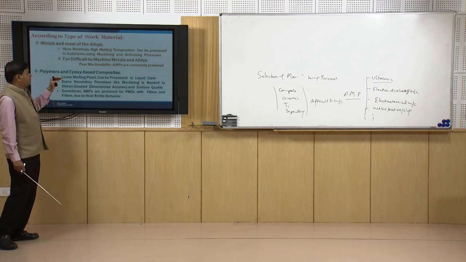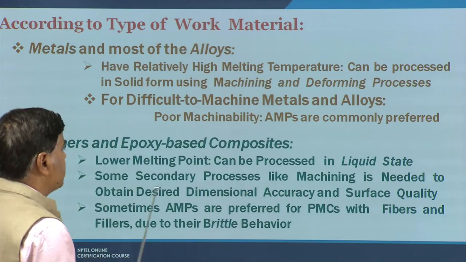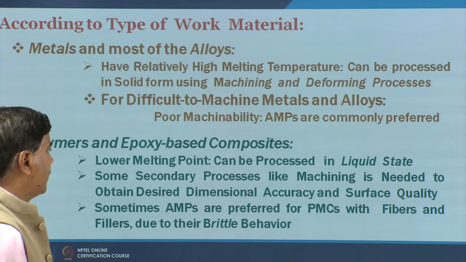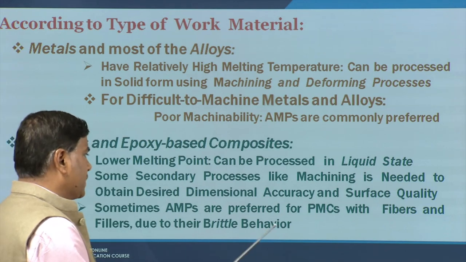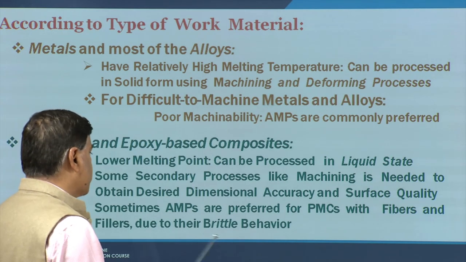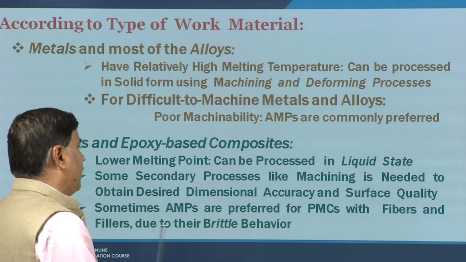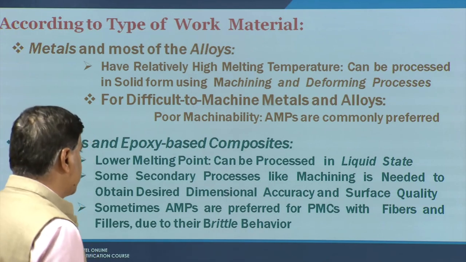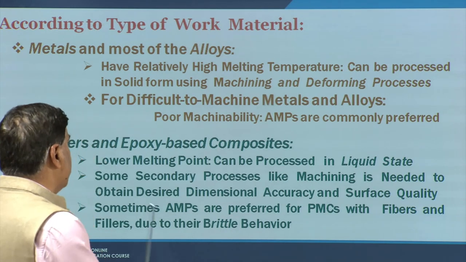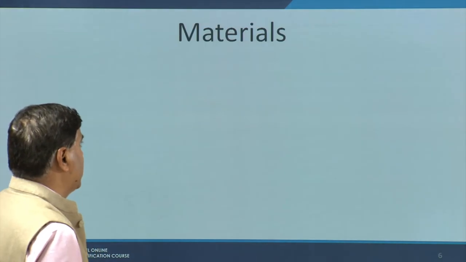Like the polymers and epoxy based composites, they have a low melting point and can be processed in the liquid state. Some secondary processing like machining is needed in order to achieve the desired finish and quality, and sometimes an advanced manufacturing process is preferred for processing the polymer matrix composites with fibers and fillers, because of their brittle behavior. So, certain polymer based composite materials can be processed using advanced manufacturing processes, especially to deal with their brittle behavior. Otherwise, mostly because of their low melting point, liquid state processing of polymers and plastics is carried out.